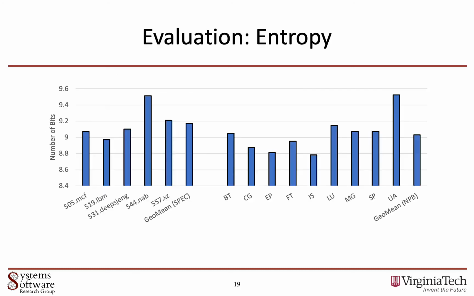First, we wanted to evaluate Chameleon's ability to inject entropy into the target applications in order to prevent attackers from guessing where stack slots are located. On the x-axis, we have benchmarks, and on the y-axis, we have number of bits of entropy. This corresponds to the number of bits of entropy on average per stack slot across all functions in each benchmark. As can be seen here, Chameleon injects a significant amount of entropy. In particular, on the SPEC benchmarks, Chameleon injects on average 9.17 bits of entropy per stack slot, and for the NPB benchmarks, it generates 9.03 bits of entropy per stack slot.